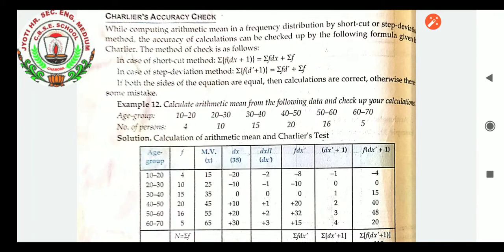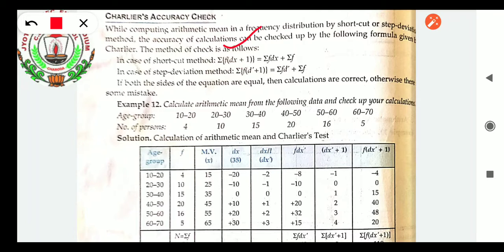While computing arithmetic mean in a frequency distribution by the shortcut or step deviation method, the accuracy of the calculation can be checked by the following formula given by Charlier. This method of check is as follows. In case of the shortcut method, what is the formula? Please note down these formulas first of all, because you have to learn them by heart. Only the shortcut method and step deviation method can be checked. What is the checking? Whether the mean you got is correct or not.